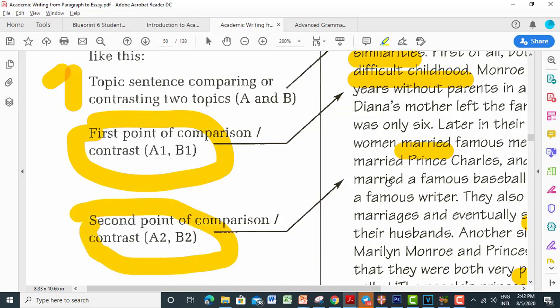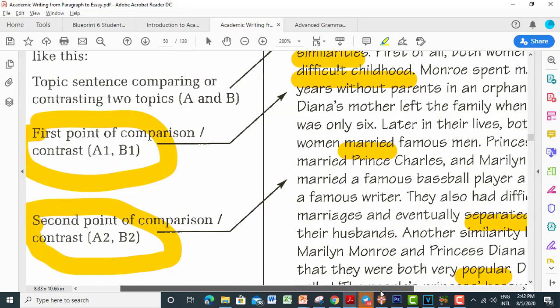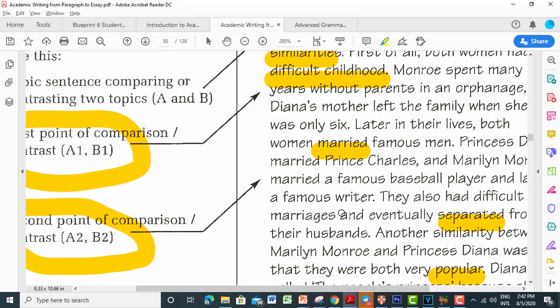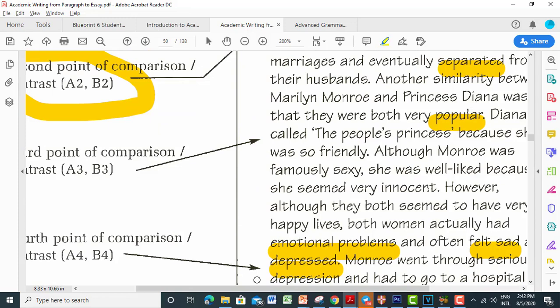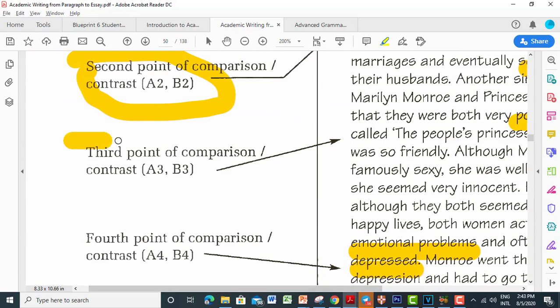Second point, they compare Marilyn Monroe with the princess in marriage life. They had both been married to famous men, one to a prince, one to a famous baseball player. And what about the third point of their comparison? Third point here.